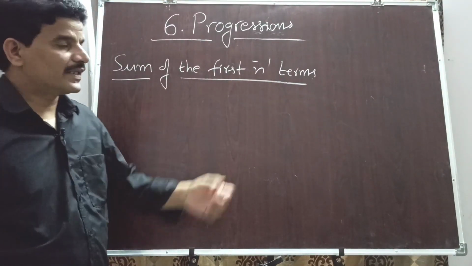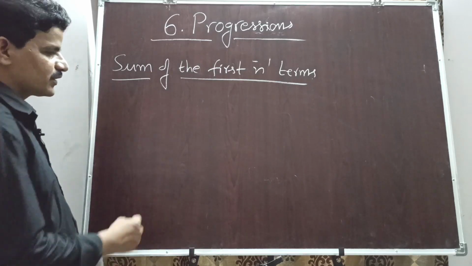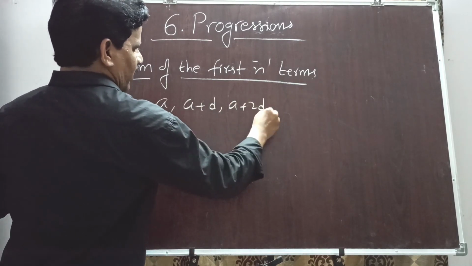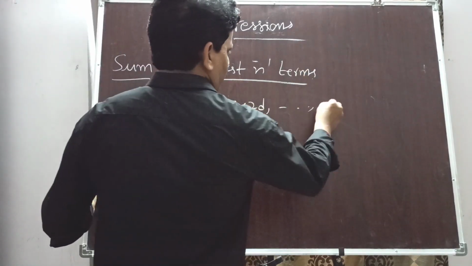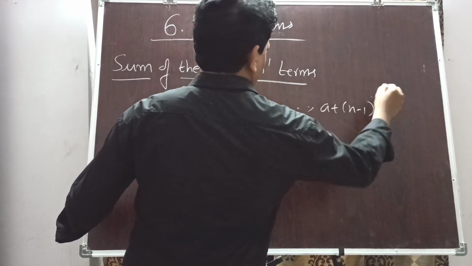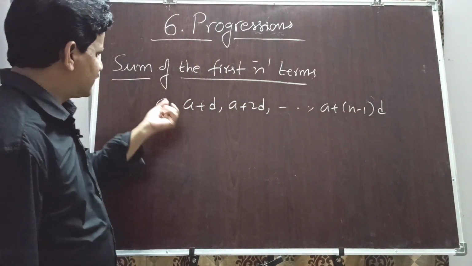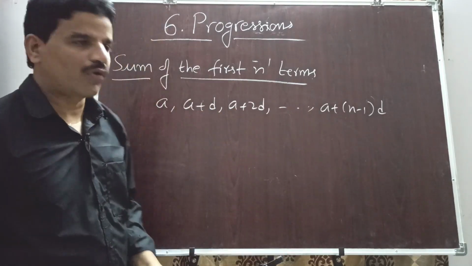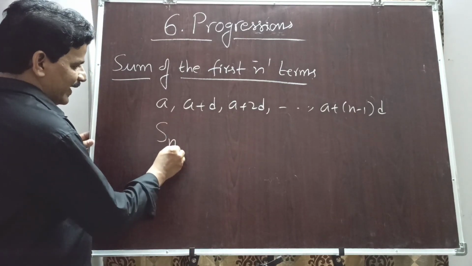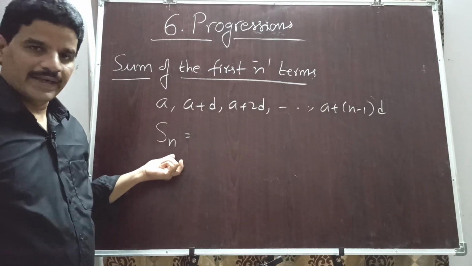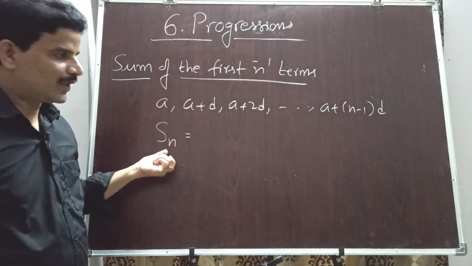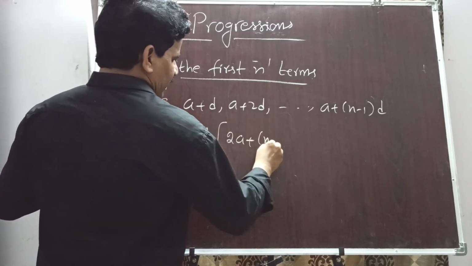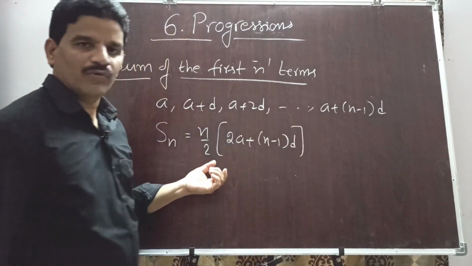Now, the sum of the first n terms of an arithmetic progression. The arithmetic progression is a plus d, a plus 2d and so on. The nth term is a plus n minus 1 into d. If we add all these terms, a plus d plus a plus 2d and so on plus a plus n minus 1 into d, that sum is denoted by Sn. Sn means sum up to n terms. The sum of the first n terms of an arithmetic progression is given by n by 2 into 2a plus n minus 1 into d. Very, very important formula this is.